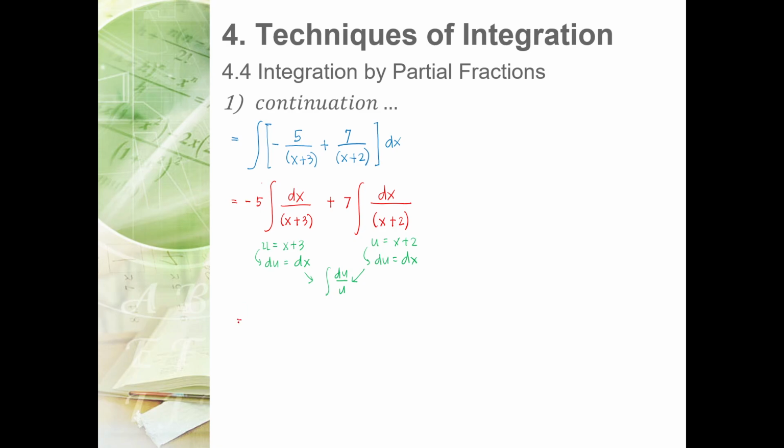Okay, so the final answer would be negative 5 ln of x plus 3, then plus 7 ln of x plus 2, plus c. So if you notice, the integration is easier compared with the partial fraction aspect.